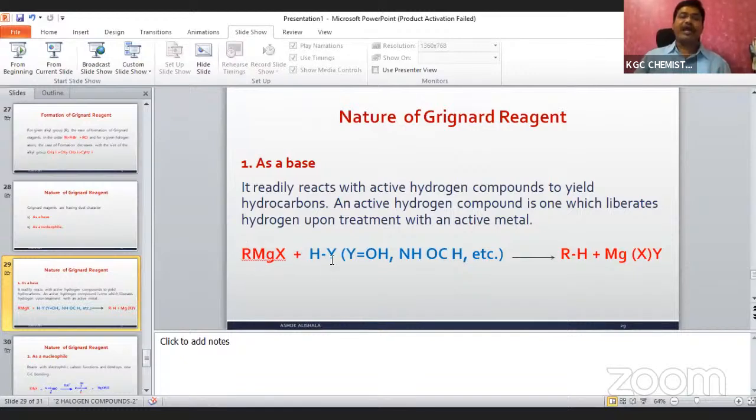See, it acts as a base when treated with the active hydrogen compound. For example, when Grignard reagent is added to an active hydrogen compound, it simply converts into the alkane and MgXY. For example, if instead of the Y, it is OH, that is HOH, which is nothing but water. Here, Y means OH. That's why when Grignard reagent is treated with either water or ammonia or alcohol, the Grignard reagent results in the formation of the alkane.